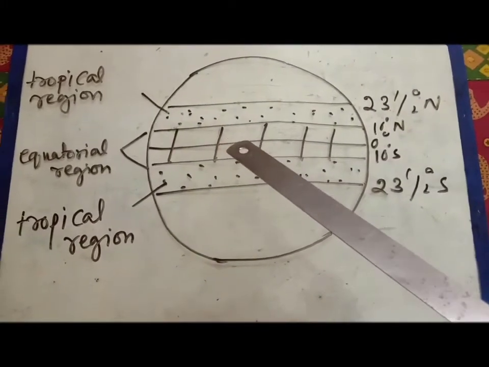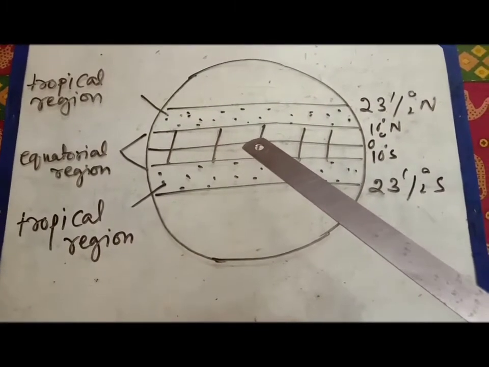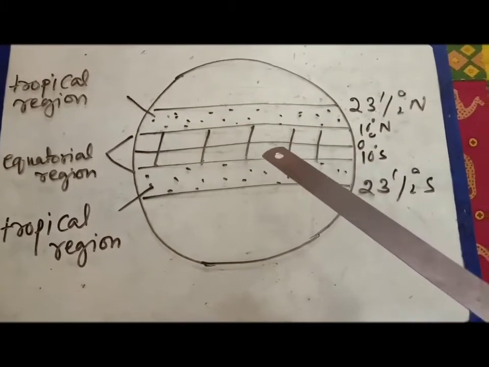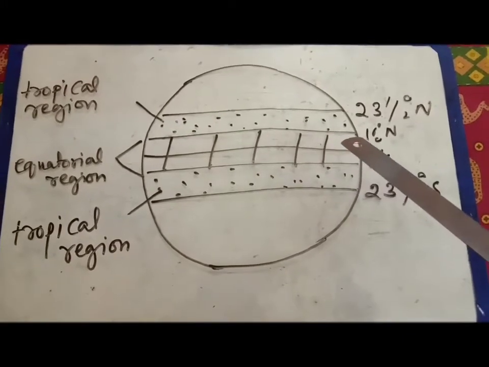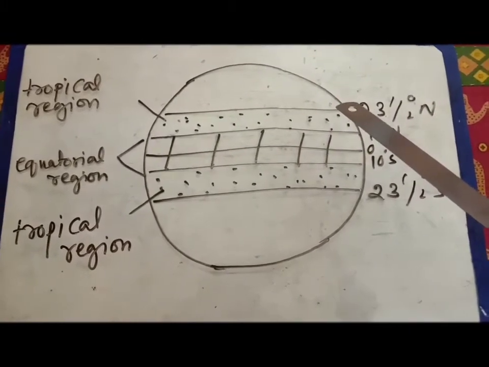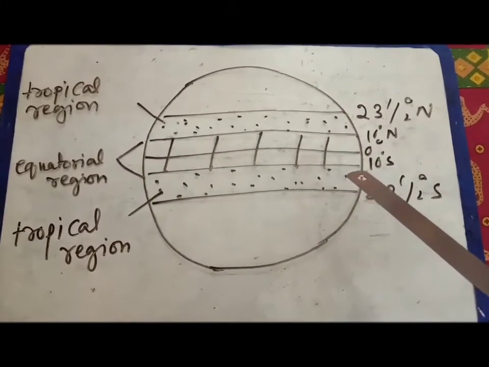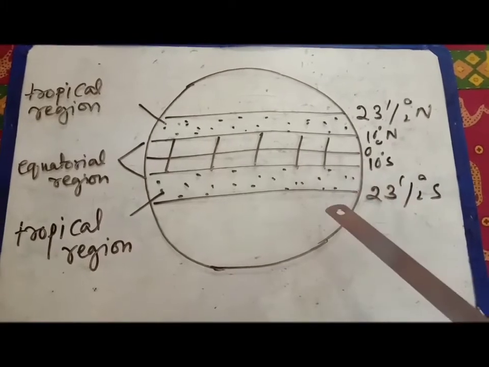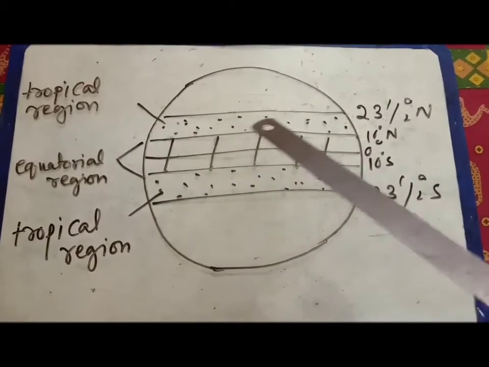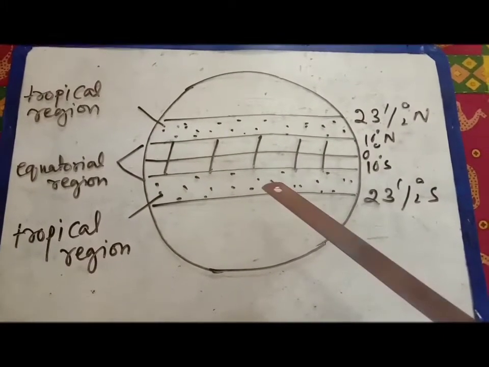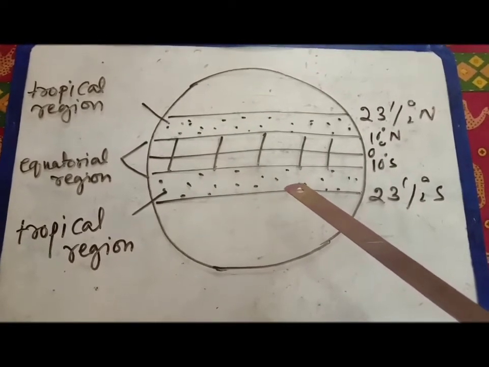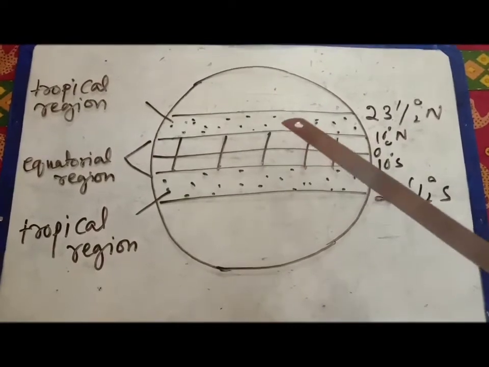The weather of the equatorial region is very much different from the tropical region. Now what about this tropical region? From 15 degree to 25 degree north, and here also 15 degree south to 25 degree south, this place is actually called the tropical region. The tropical region has different seasons. We have hot, that means summer, and so on.